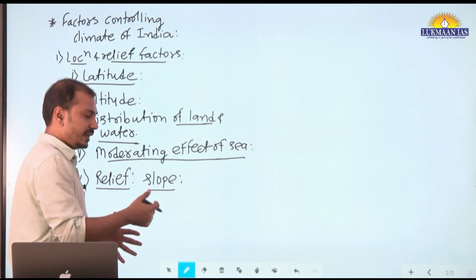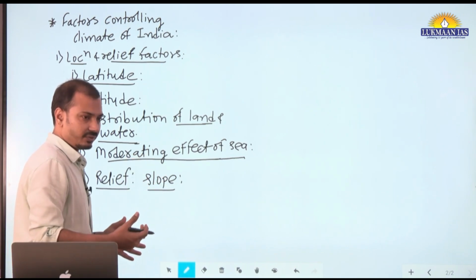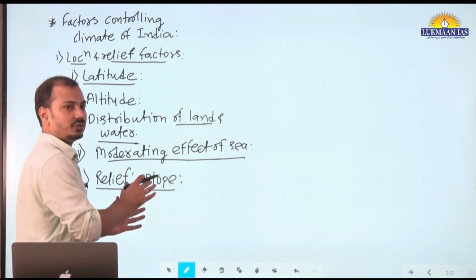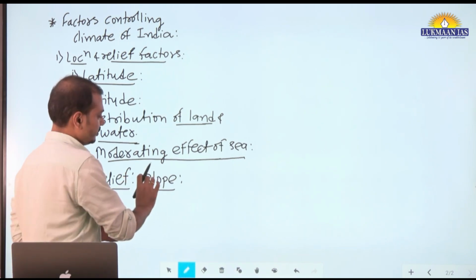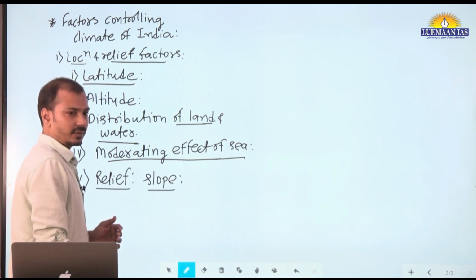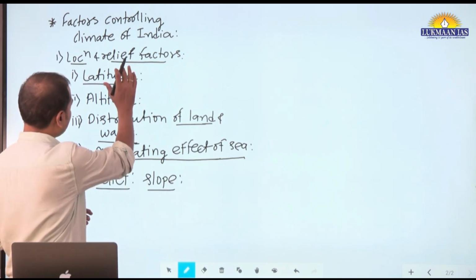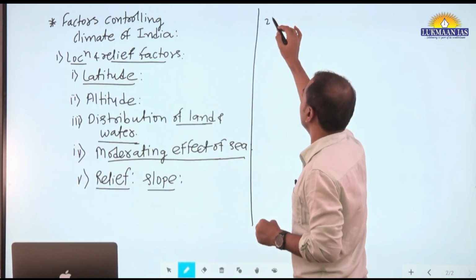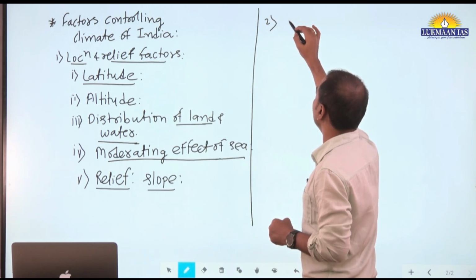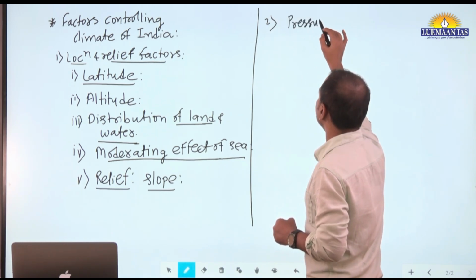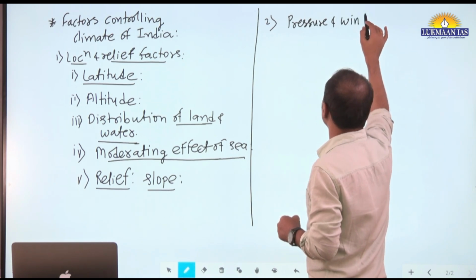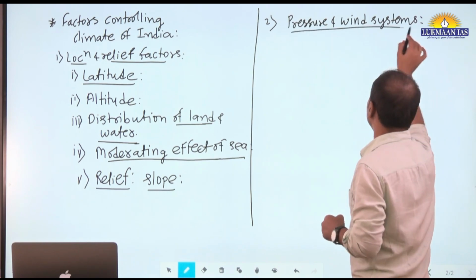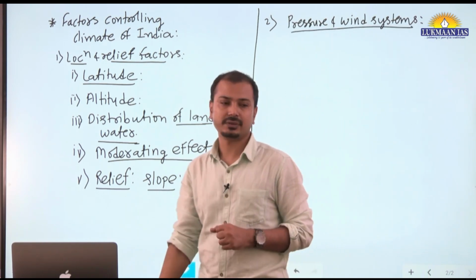Why, let's say, are the Aravallis and the Rajasthan, Gujarat region deficient of rainfall? The winds are flowing parallel to the Aravallis, so therefore there is no rainfall. Relief. Understood? Yes. Okay. So location and relief factors, but the other important factors are related to pressure and wind systems at surface and upper atmospheric levels.